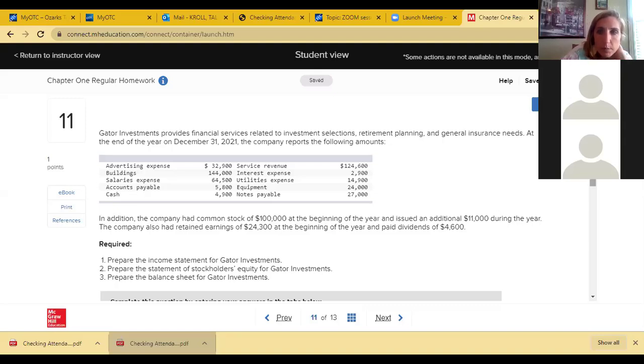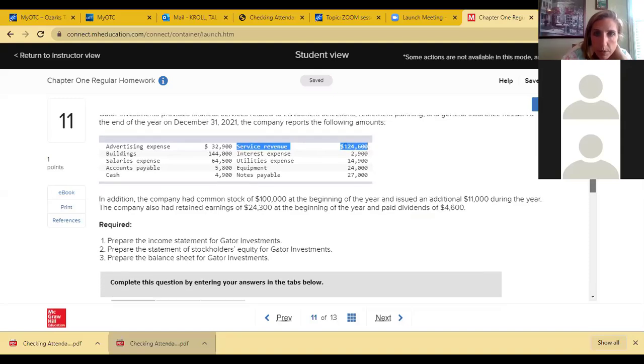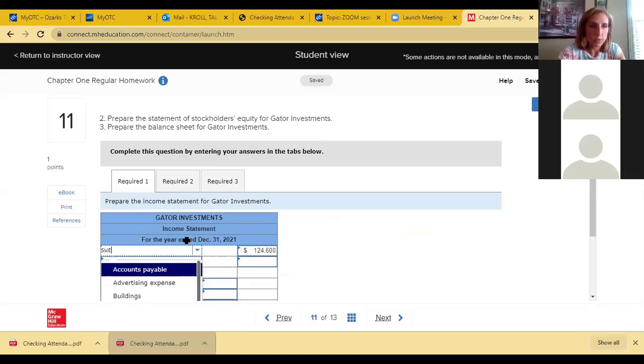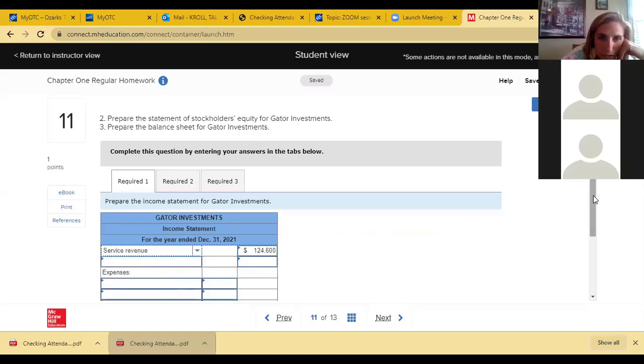So when we create the income statement, we first want to find revenue accounts. The revenue I see listed on this problem is here as service revenue. So that's going to be the first thing I list. And then I'm done with that number. I write it down on the income statement, 124,600. And the drop down should say service revenue. And then I don't put that account on any other statement.